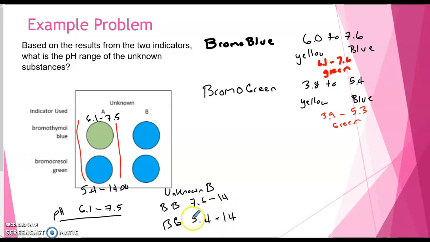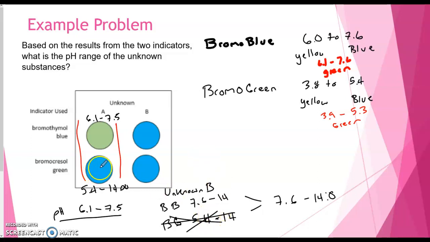So this is actually an interesting piece of information because if we looked at this alone, we'd have 5.4 to 14. It's a big range. But this second one here gives us a smaller range because we know if we go below 7.6, this is going to start changing to be green. So based on these two pieces of information, the range is 7.6 to 14.0. We can't go any lower than 7.6 because if we do, we start changing to a yellow or greenish color. And so this piece of information isn't really useful to us in this case.